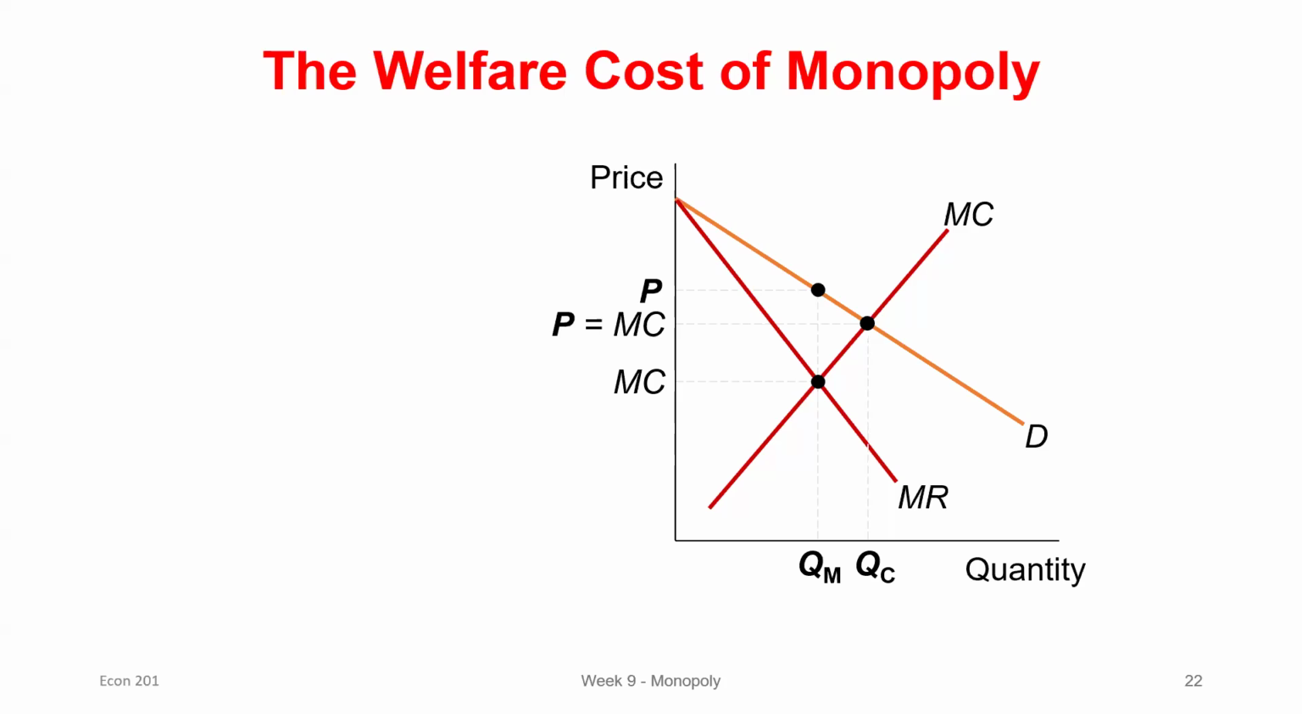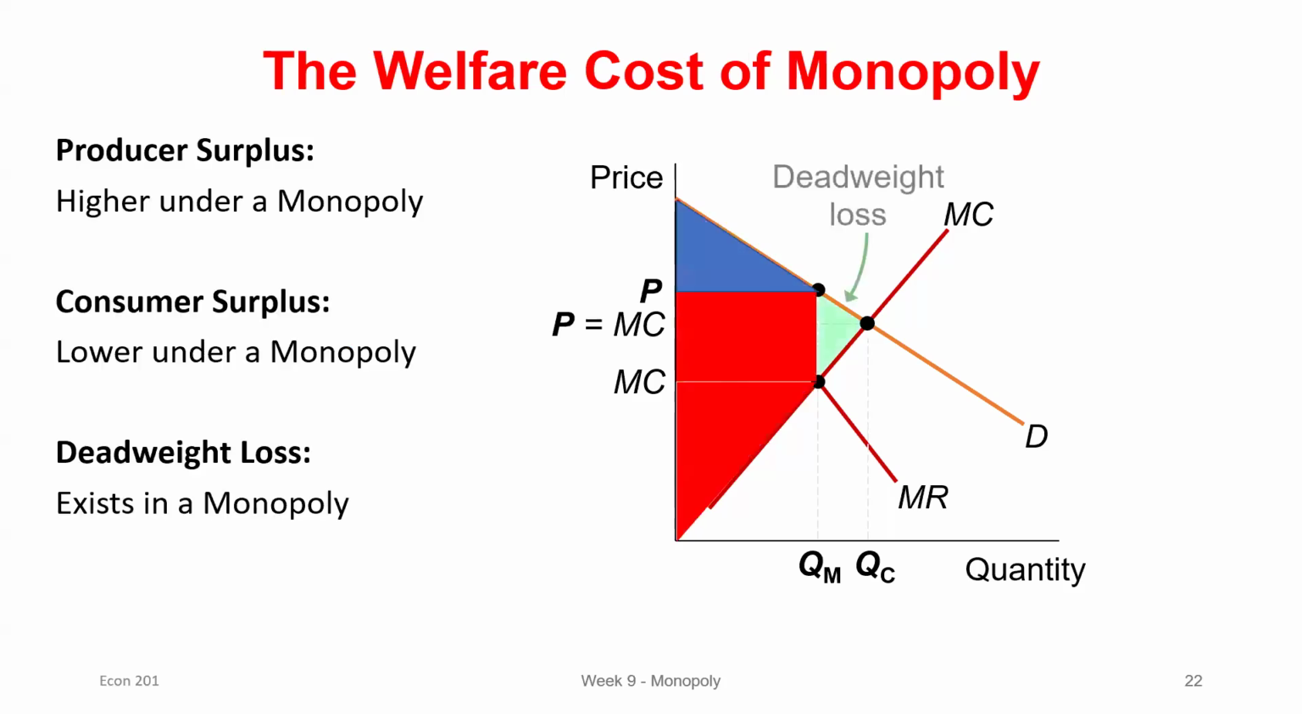Any questions on this before we jump back into the slides here? Okay. So here was our producer surplus, consumer surplus, and deadweight loss. We said consumer surplus is hurt by monopoly power. Producer surplus is increased, or improved.